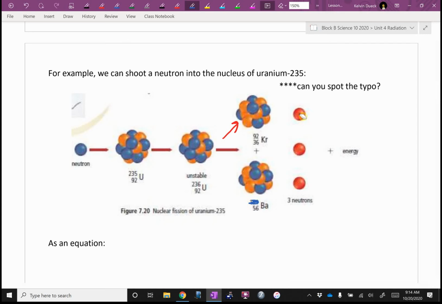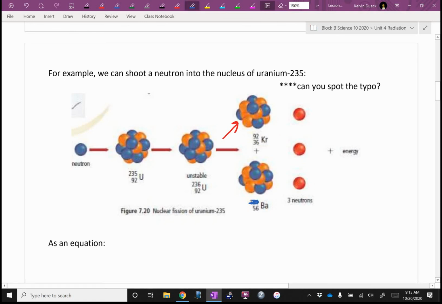Then we have 3 neutrons, and here's how I can tell you that the mass for barium is wrong. Look up. What mass are we starting with? 236. How much mass do we have to finish with? 236. So right now I have 92. I have 1, 2, 3 neutrons.